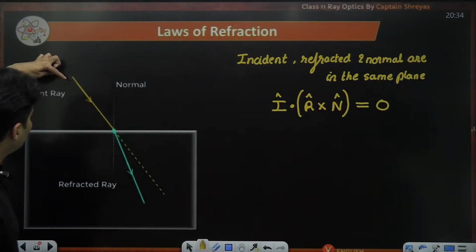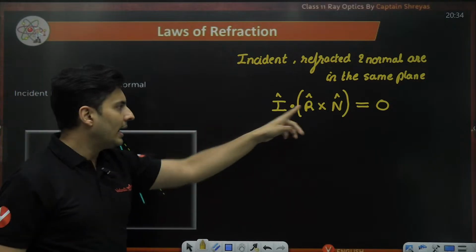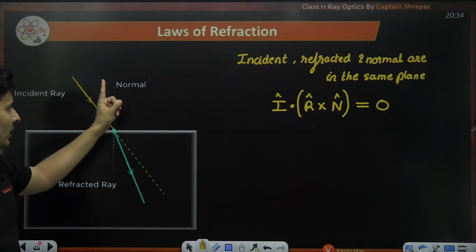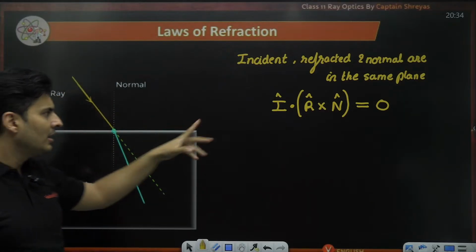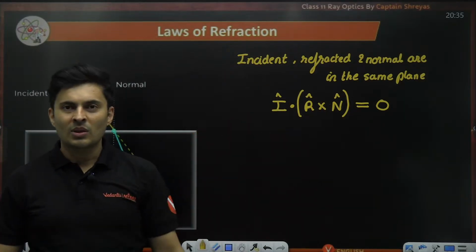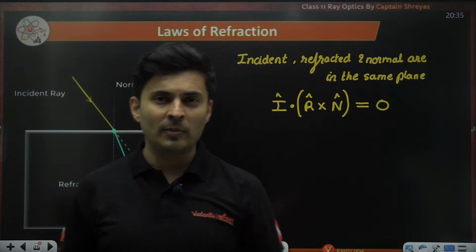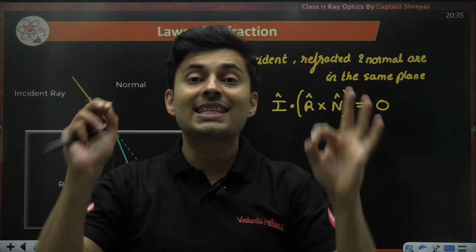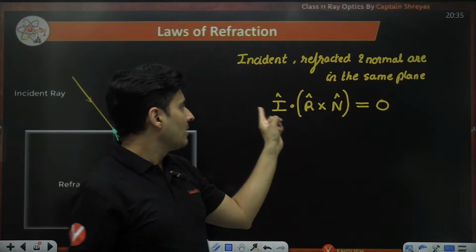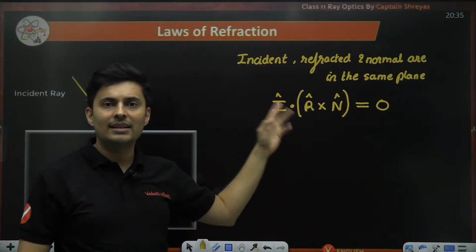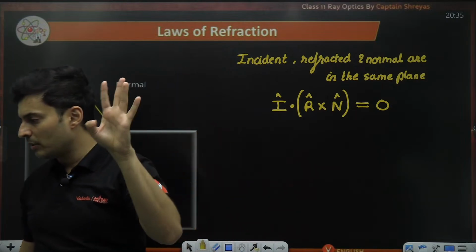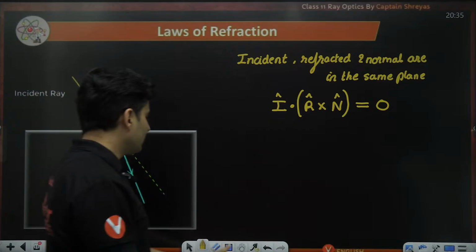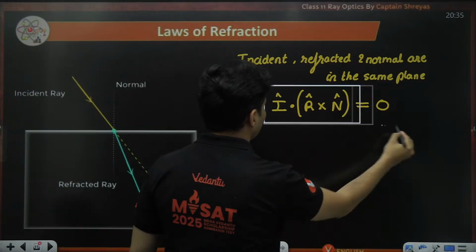So I hat means unit vector in the incident direction, r hat means unit vector in the refracted direction, n hat means unit vector in the normal direction. Whether you take it here or here doesn't matter. Anyways, the answer will be 0. This is a special vector property in 3D, where you have three vectors, and if they lie in the same plane, then their scalar triple product is a big fat 0. Triple because 3 numbers, scalar because the final answer is a scalar number. That is the implication of the first law of refraction.